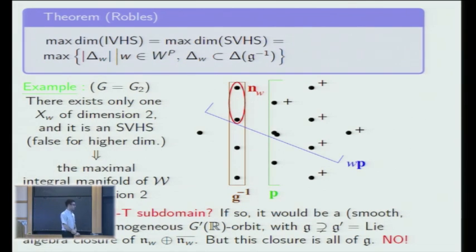And this was the first question that I asked Colleen when I saw this result. And the answer is no. So it would be a smooth Hermitian homogeneous G prime of R orbit for some subalgebra G prime in G, but that would have to contain the closure of NW plus its conjugate. And that has closure all of G. And so it is not a Mumford-Tate subdomain.